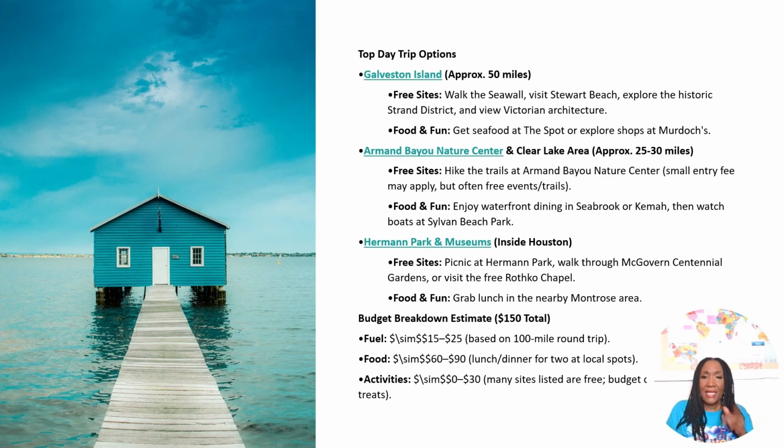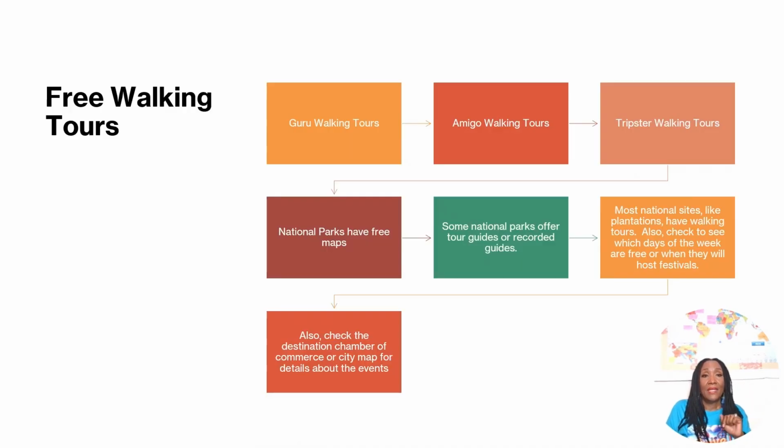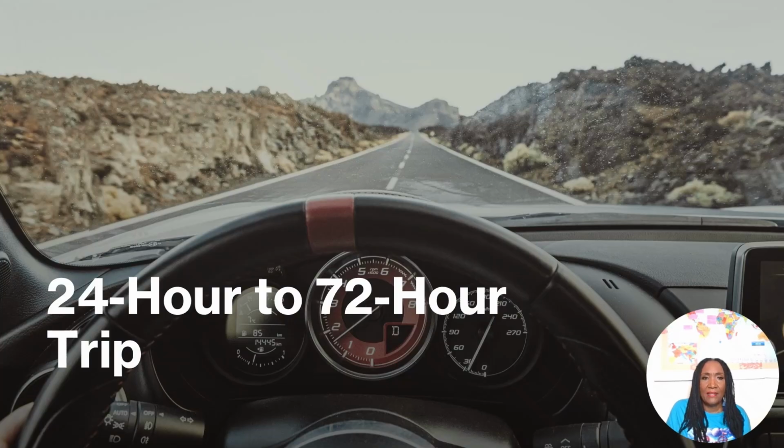So now let's think about some excursions because we are always thinking about how we can enhance our trip and save money, hence free excursions. So in Galveston we have Guru Walk, Amigo walking tours, Tripster walking tours, and if you visit any of the national parks, you get a map so that you can do a self-guided tour. There are rangers also available, and if you want to, you can tour the city on your own. What a savings!